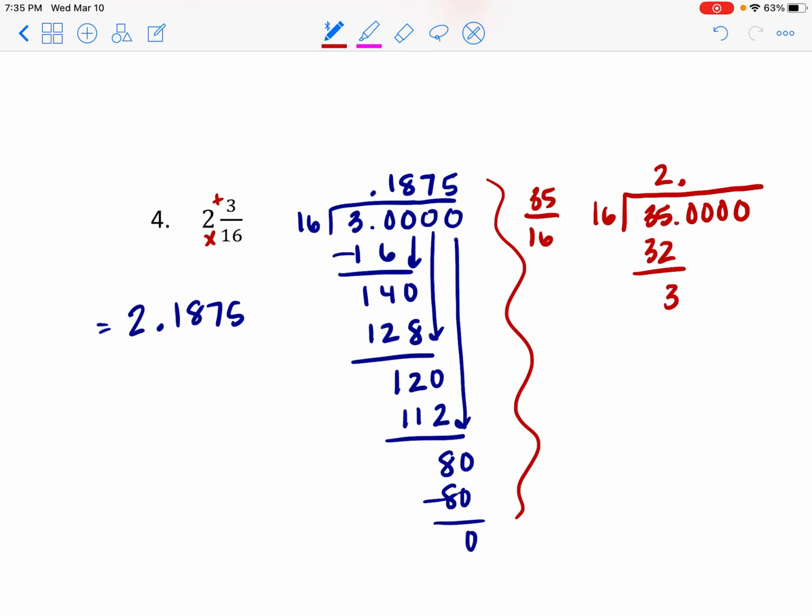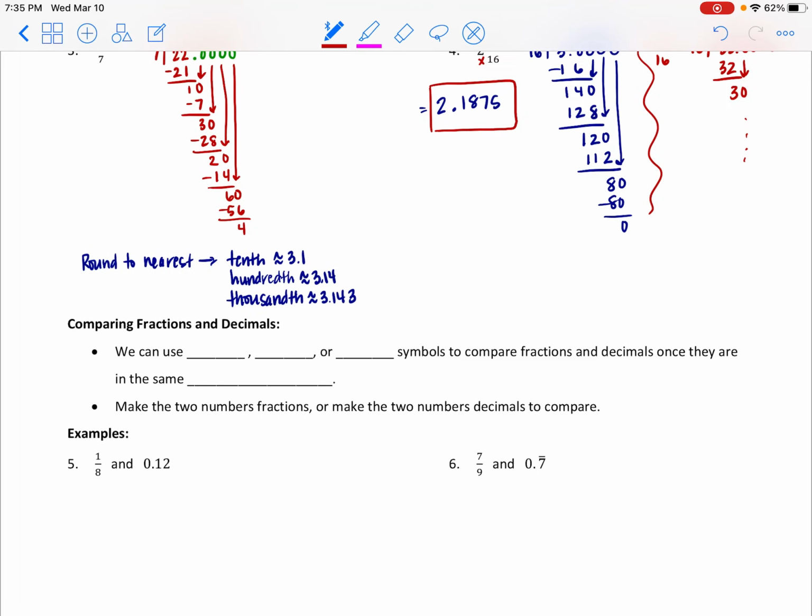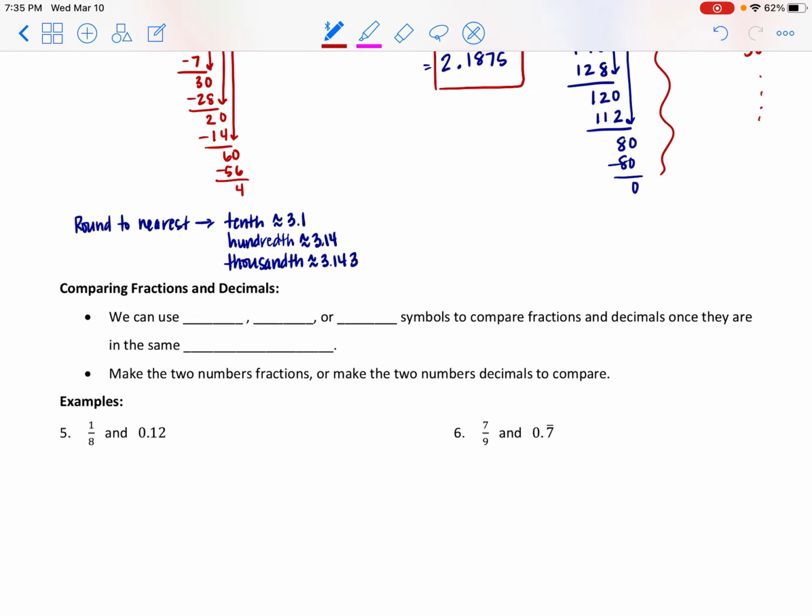That's 32. And then you can see the exact same thing is going to happen from here. So we can get the 2 first and then the 1.875. So we could finish that process if we wanted to. So if you want to take your mixed number, make it an improper fraction, and then divide, you can. If you want to just divide the fraction part and then stick the whole number part in that answer, that works as well. And all of these things could be confirmed with the calculator or Desmos, so no need to panic. Okay, so that's writing fractions as decimals.